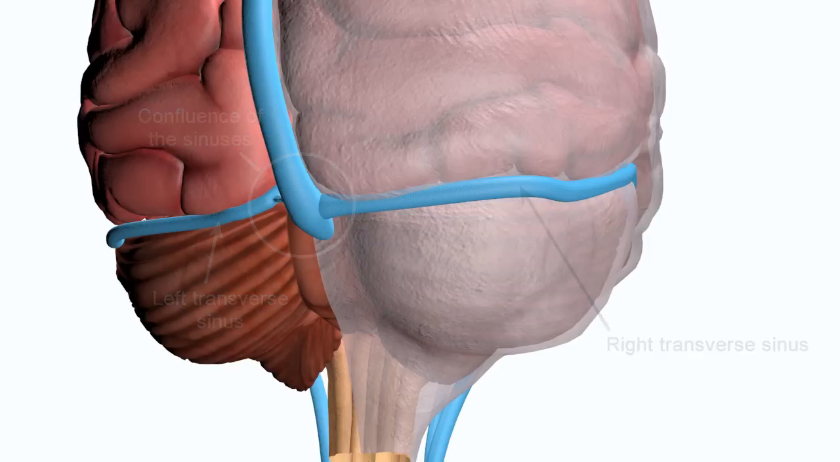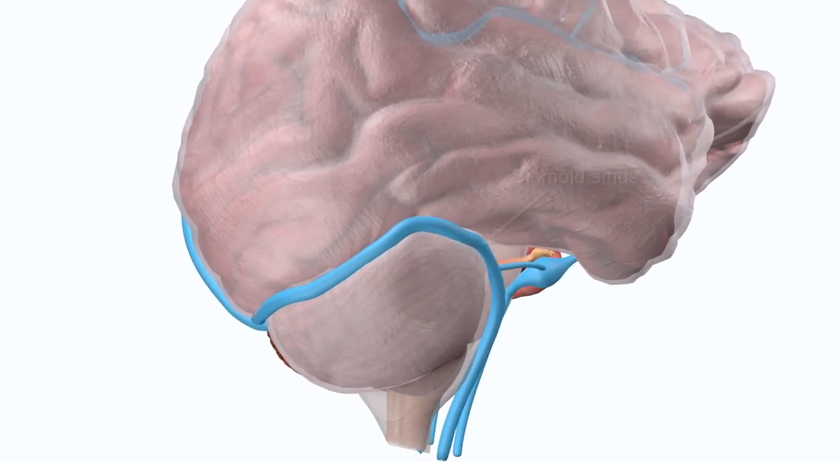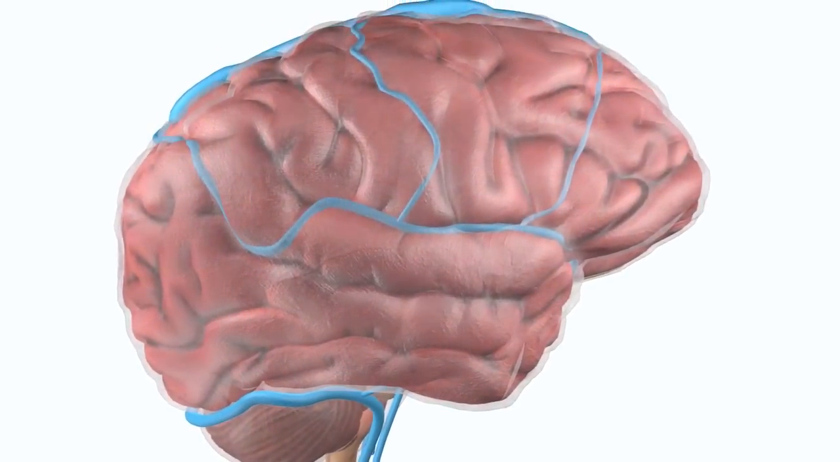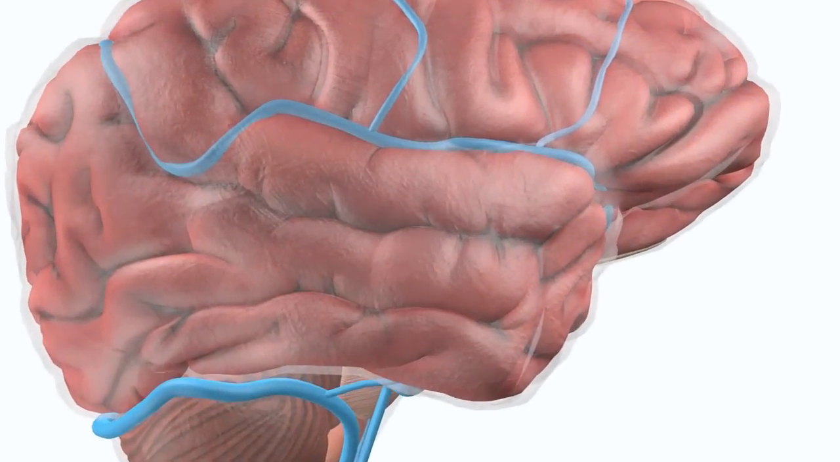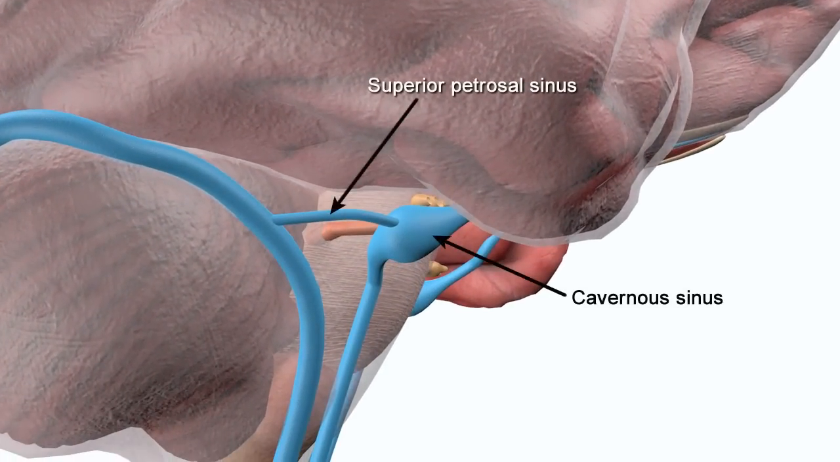The transverse sinus follows the groove formed by the tentorium cerebelli until it turns downwards around the cerebellum, where it is termed the sigmoid sinus. The superficial cerebral vein follows the course of the lateral fissure, or sulcus, taking tributaries from across the lateral parts of the cerebrum. It passes round the temporal lobe and ultimately drains into the cavernous sinus, which is connected to the sigmoid sinus by the superior petrosal sinus.